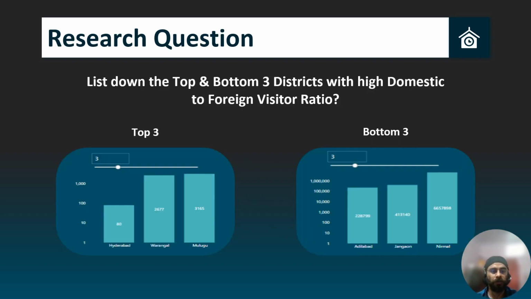Alright, so the next question is to list down the top and bottom three districts with high domestic to foreign visitor ratio. And here is the top three. We have Hyderabad, Warangal, and Mulugu. And at the bottom three, we have Adilabad, Jangaon, and Nirmal. Alright, so let us look at the insights and recommendations for this question.